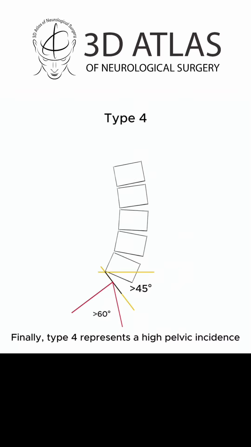Finally, type 4 represents a high pelvic incidence, greater than 60 degrees, and a sacral slope above 45 degrees. The lordosis is deep with an apex extending up to L3, while the thoracic kyphosis is shorter. These spines have a strong compensatory potential, allowing greater pelvic rotation, but at the cost of increased stress on the lumbosacral junction.